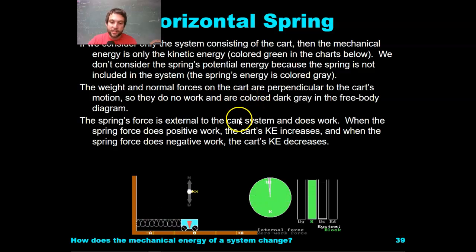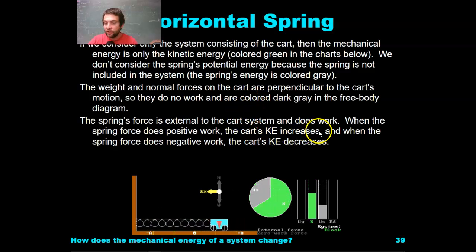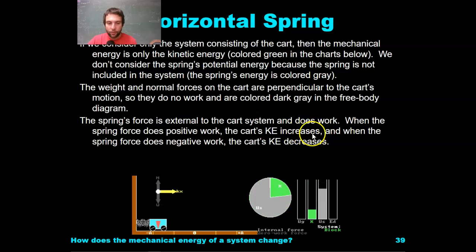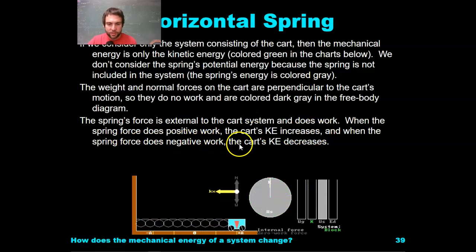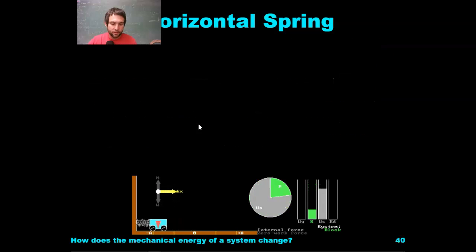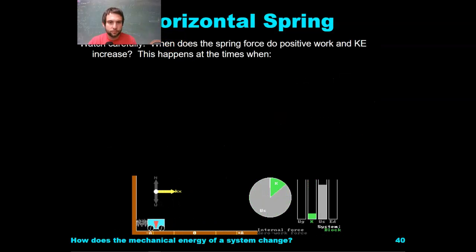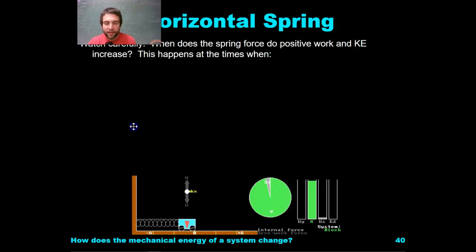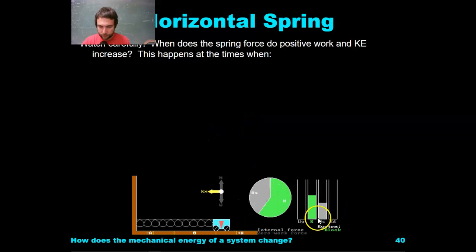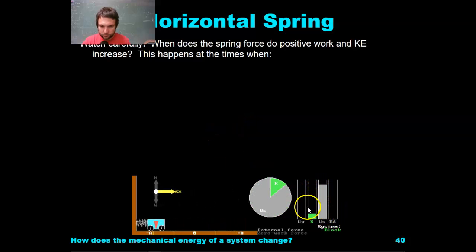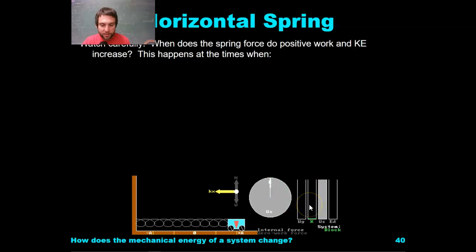When the spring force does positive work, the cart's kinetic energy increases. And when the spring force does negative work, the cart's kinetic energy decreases. Watch carefully. When does the spring force do positive work and kinetic energy increase? Where is kinetic energy at its maximum? Equilibrium.